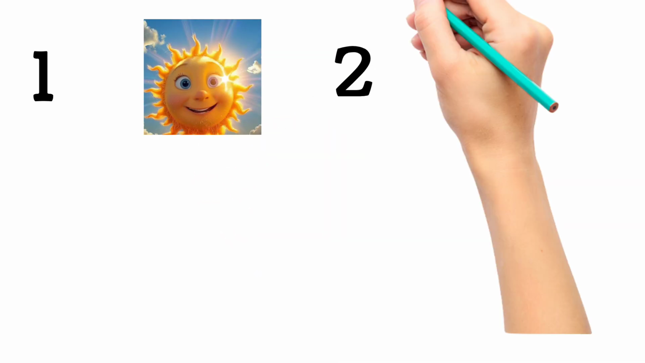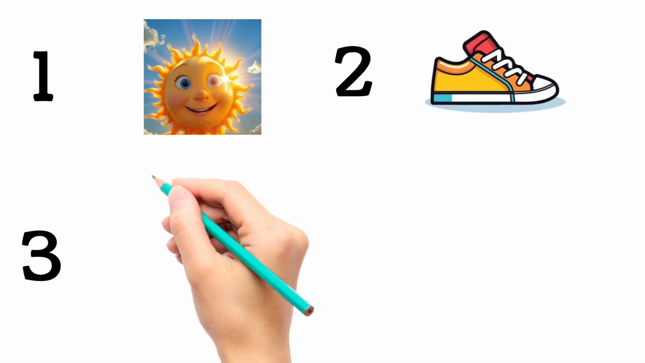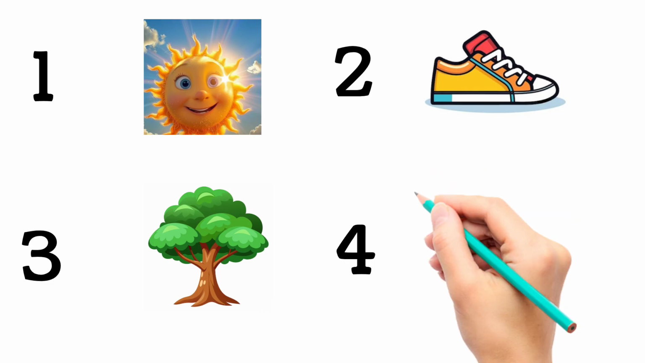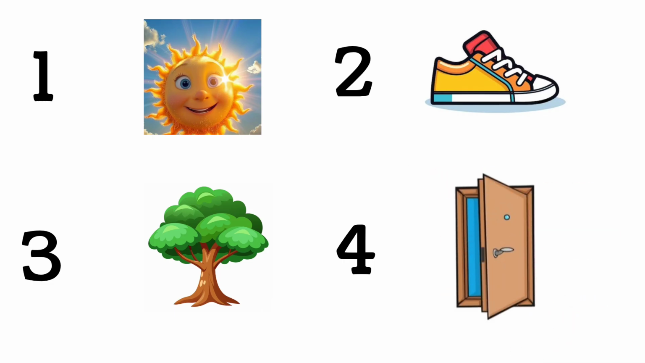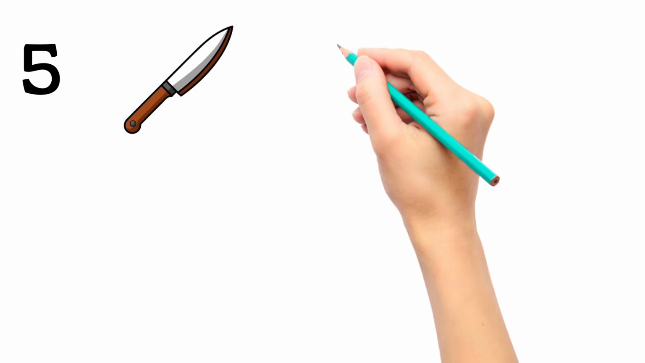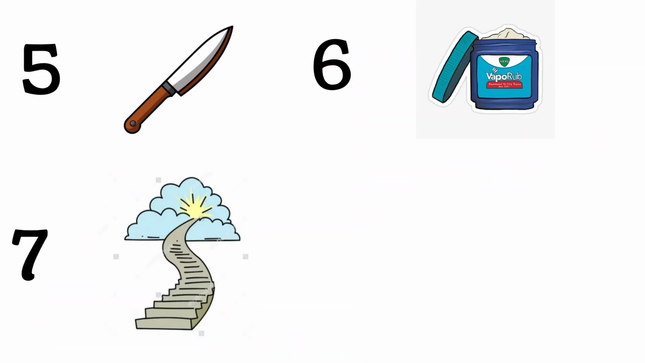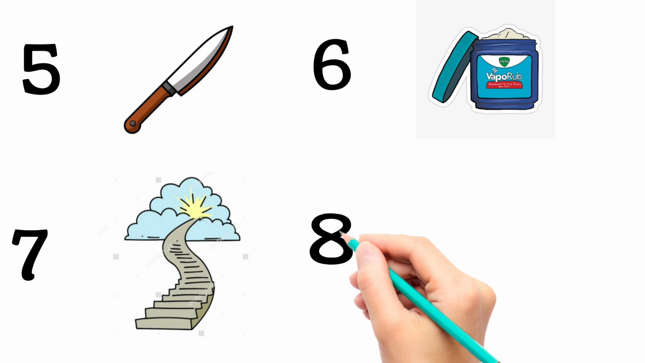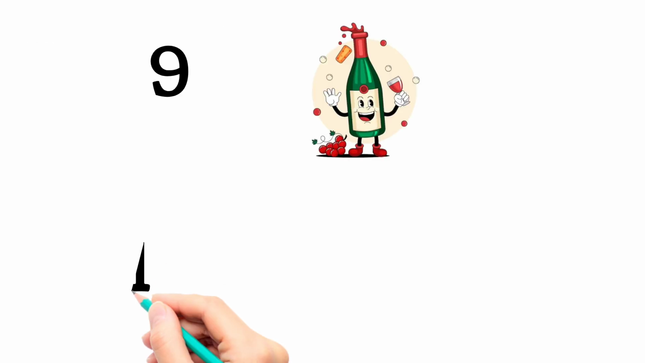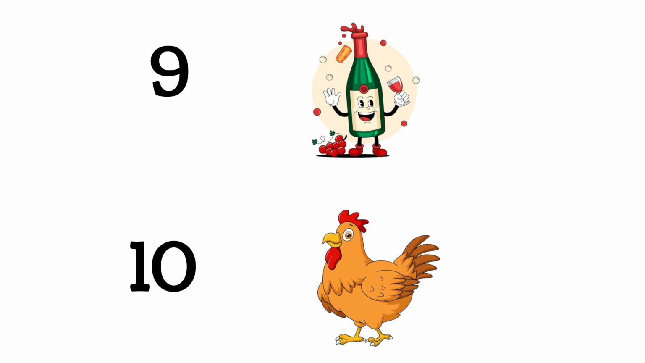1. Sun. 2. Shoe. 3. Tree. 4. Door. 5. Knife. 6. Vicks. 7. Heaven. 8. Plate. 9. Wine. 10. Hen. Let's quickly revise our number code system.